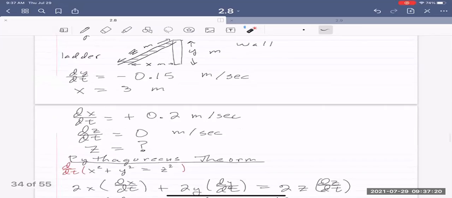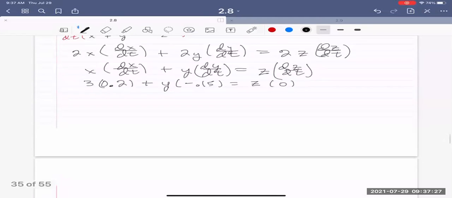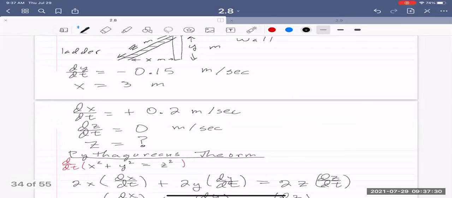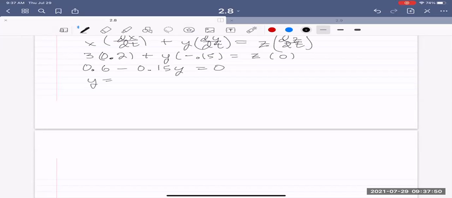Okay, so let's figure this out. Oh, and since dz/dt is 0, it didn't really matter that I didn't know what z was. And so I get 0.6 minus 0.15y equals 0. And so y I can solve for. It's equal to 0.6 divided by 0.15.